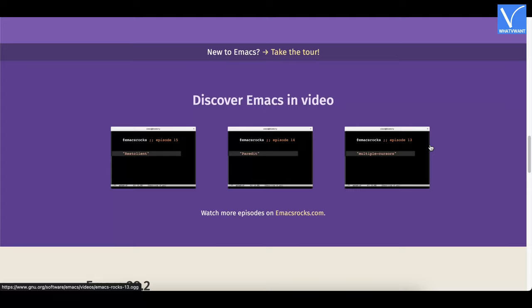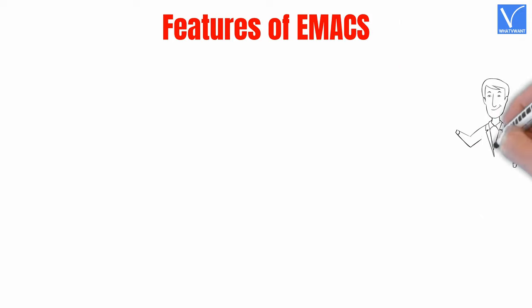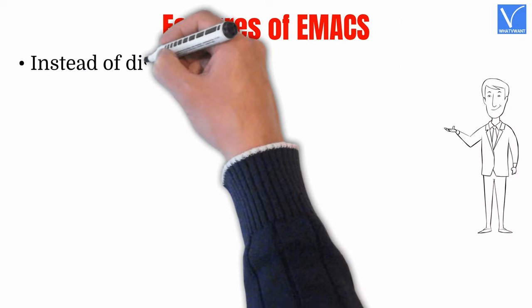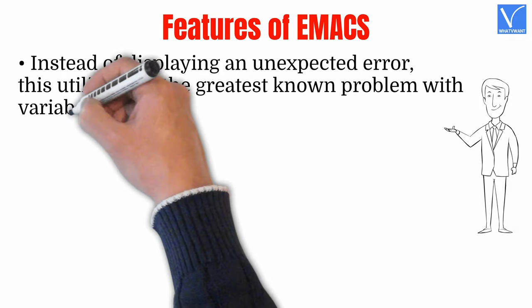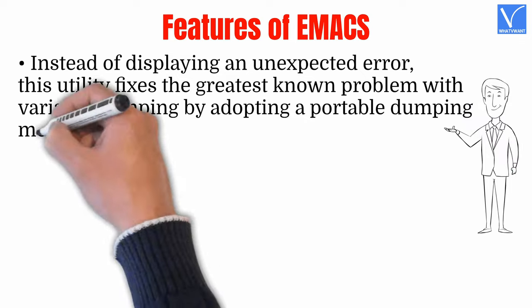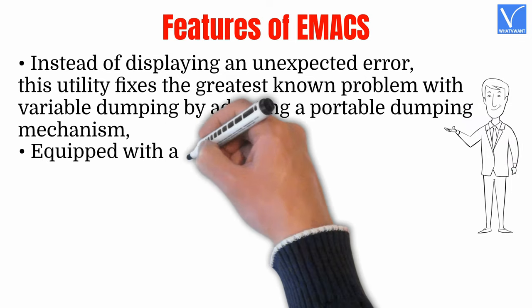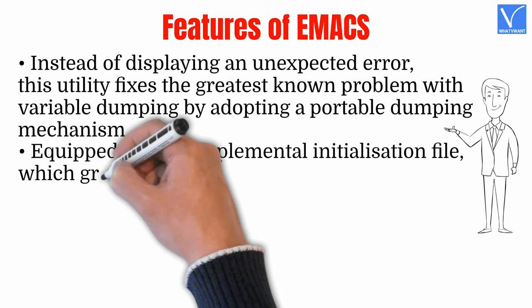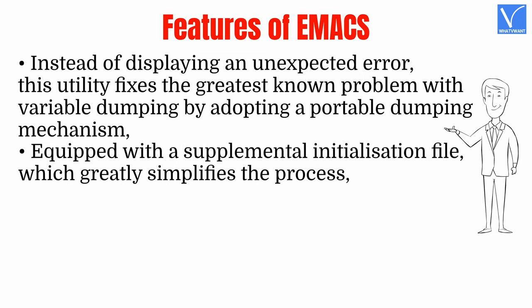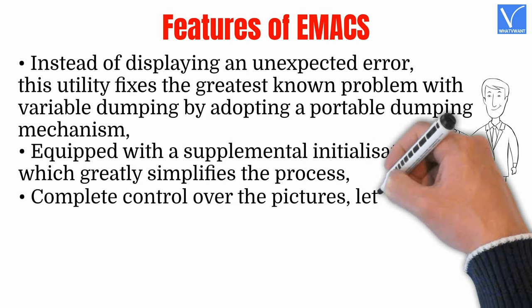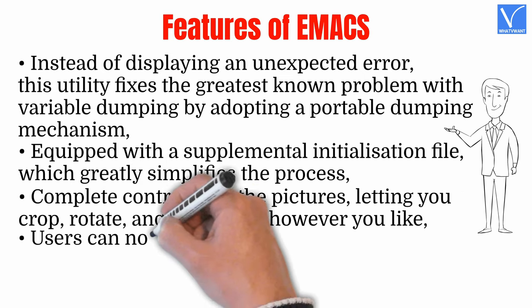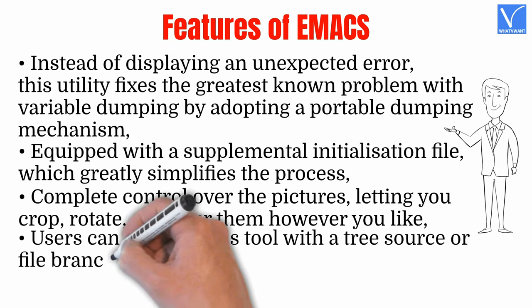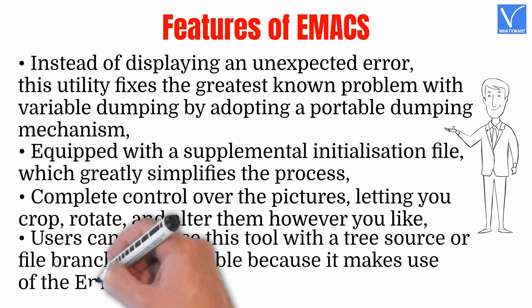Highlights of EMACS. Instead of displaying an unexpected error, this utility fixes the greatest known problem with variable dumping by adopting a portable dumping mechanism. Equipped with a supplemental initialization file, which greatly simplifies the process. Complete control over the pictures, letting you crop, rotate, and alter them however you like. Users can now use this tool with a tree source or file branching accessible because it makes use of the EMACS module.